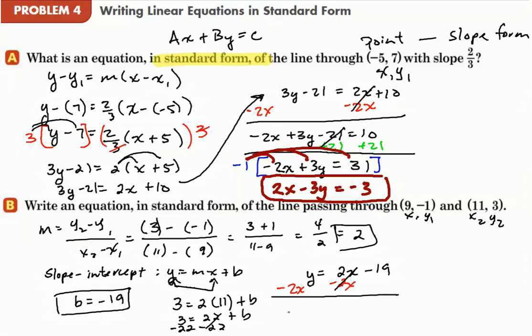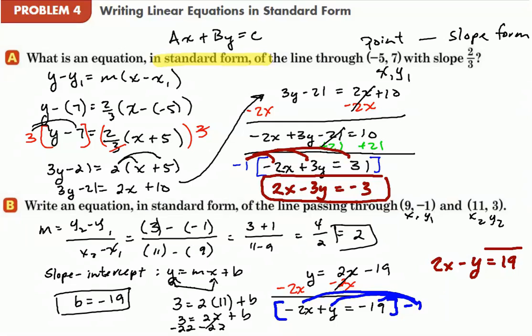X cancel, and I have negative 2x plus y equals negative 19. We want to get rid of the negative 2. What we're going to do is, again, multiply everything by a negative 1, distribute that out. So we're going to multiply that times this, that times the y, and then negative 1 times 19. Our new equation is going to give us 2x minus y equals 19. And that's our standard form.